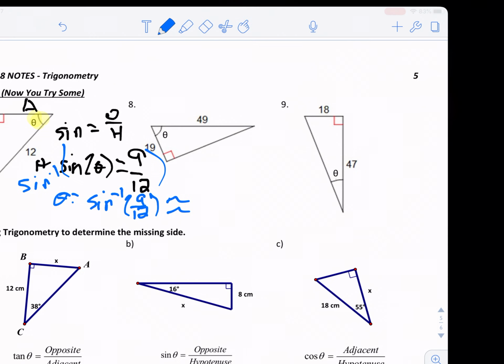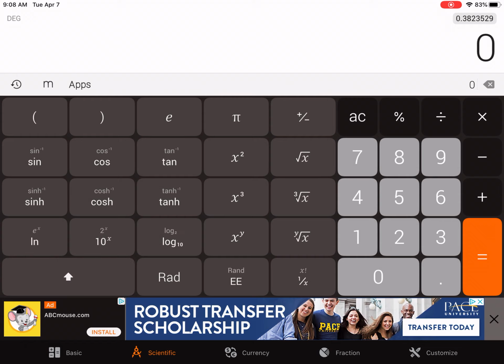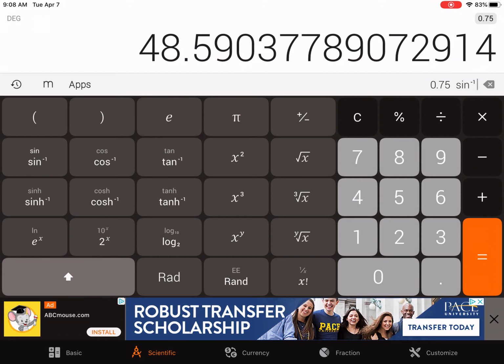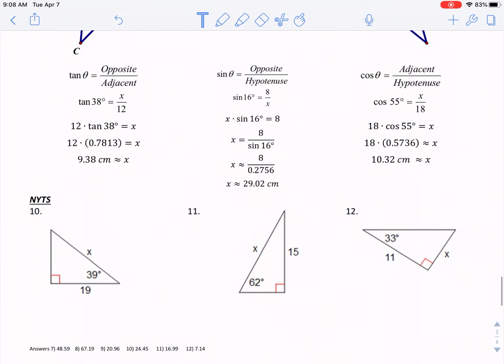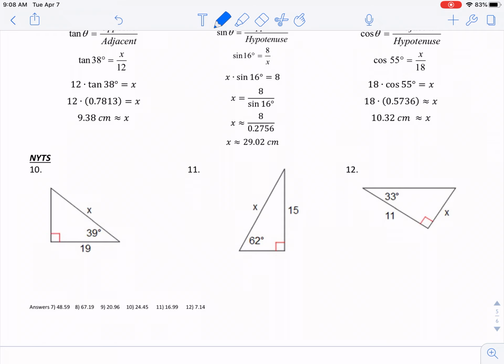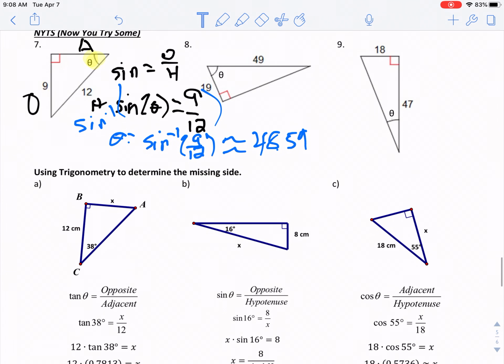All right. If I go to my calculator, let's clear that real quick. 9 over 12 is 0.75. I come over here. Sine negative 1. It's about 48.59. And once again, I think the answers are down here at the bottom. Notice that's exactly what we should have gotten. All right. Going to leave 8 and 9 for you guys to try, and if you have questions, let me know.